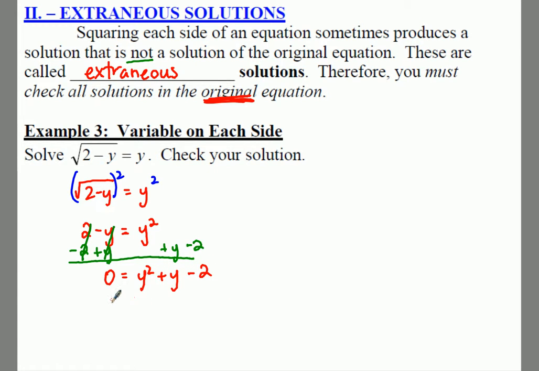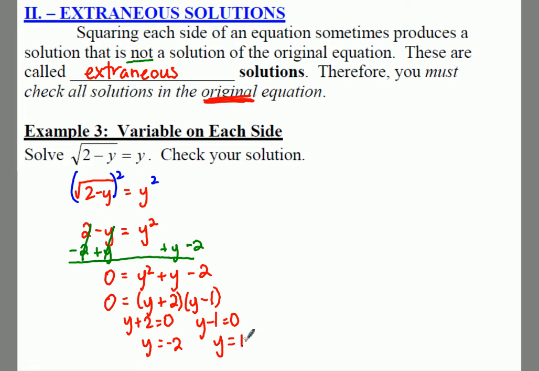And we're going to need to factor this. We can factor this into factors of negative 2 that add to 1, which would be y plus 2 and y minus 1. So if we set each of these equal to 0, y plus 2 equals 0 and y minus 1 equals 0, we're going to end up getting the answers of negative 2 and 1. Now both of these may work, one of them may work, or neither may work. You need to check it.